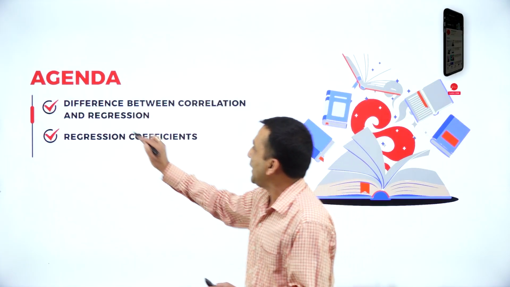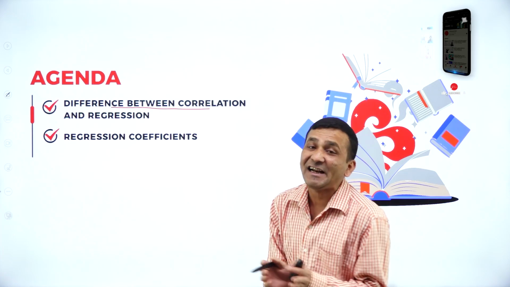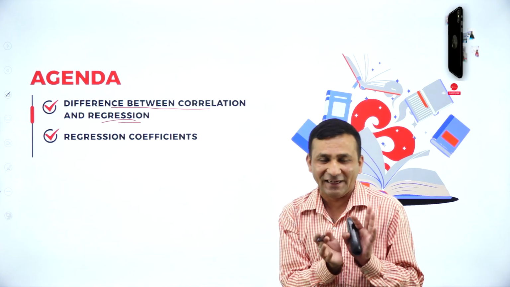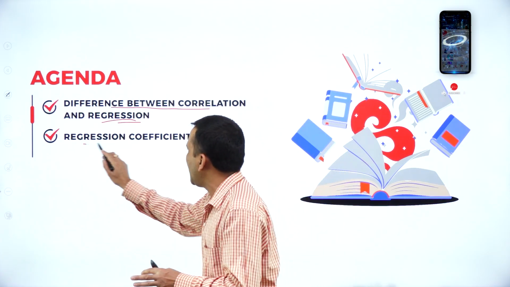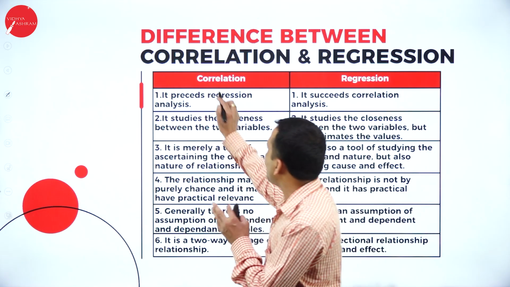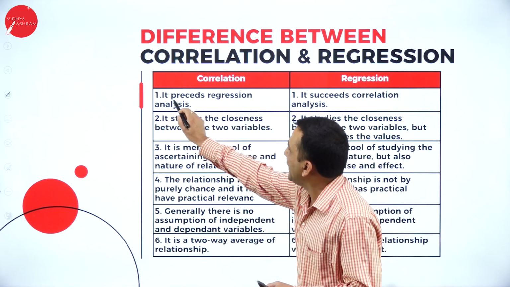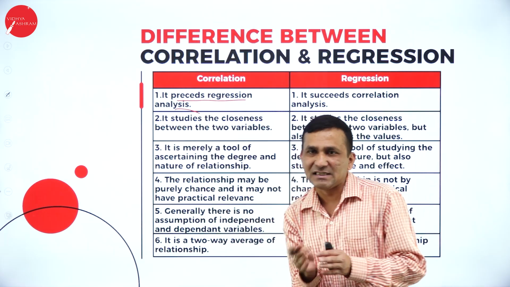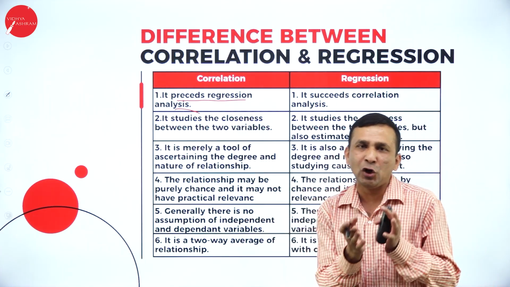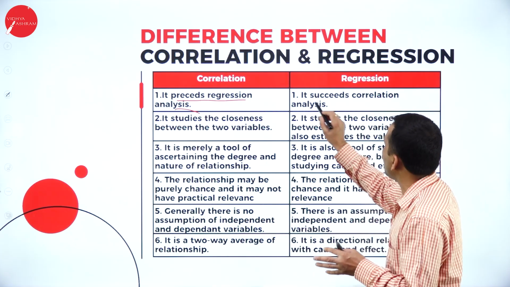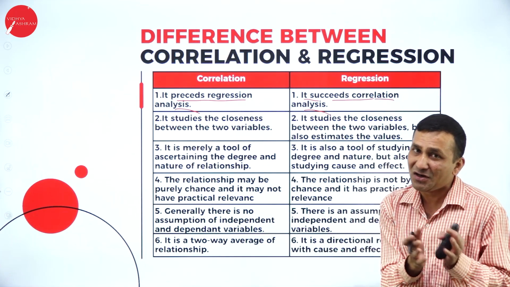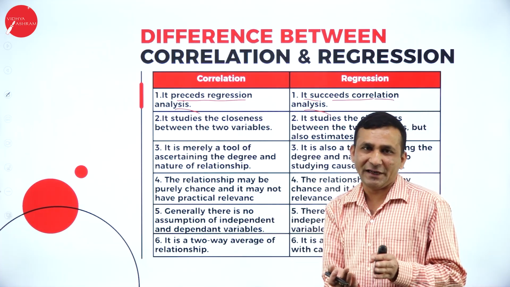So today my agenda is the difference between correlation and regression. Regression is completely dependent on the correlation, and we will also identify the regression coefficient. The first difference: correlation is a procedure for regression analysis. If you want to do regression, it completely depends on correlation. Unless the correlation succeeds, you cannot do regression.